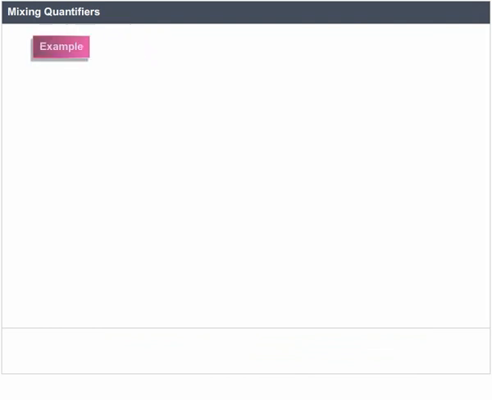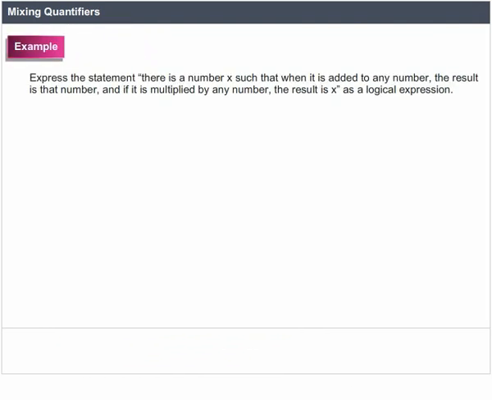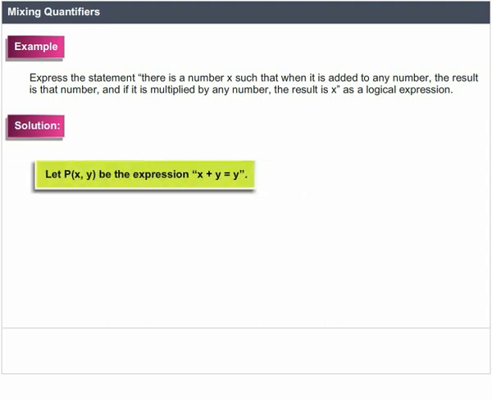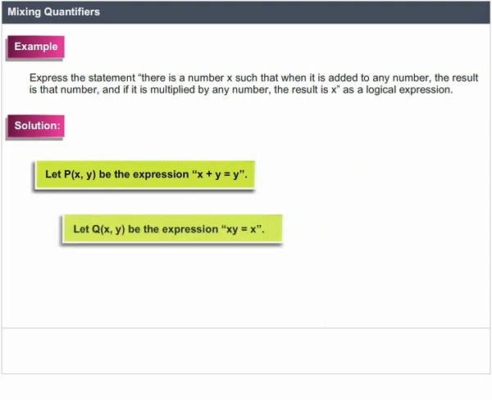Example. Express the statement there is a number x such that when it is added to any number, the result is that number, and if it is multiplied by any number, the result is x, as a logical expression. Solution. Let P of x comma y be the expression x plus y equals y. Let Q of x comma y be the expression xy equals x.